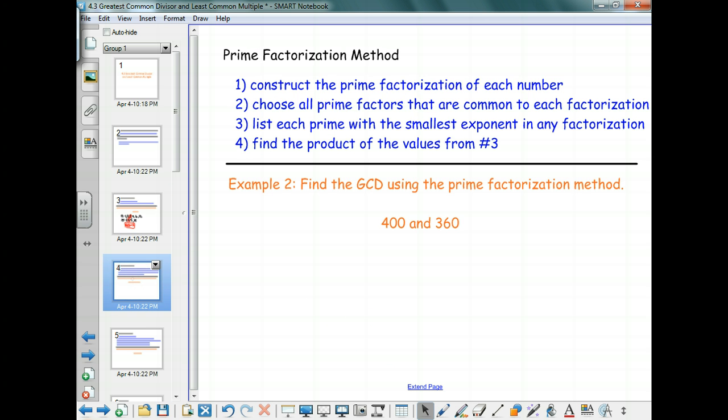Okay. Prime factorization method. Well, let me just say the last one, the intersection of sets method, works pretty nice when the numbers are small. 12 and 15, I don't mind writing out all the factors for that. I'm not sure we'll want to write out all the factors for 400. Are you guys with me? This would be a longer list. It would take me a bit of time. I'm not sure that's an effective way to do it, or at least efficient. So we're going to look at the prime factorization method instead.